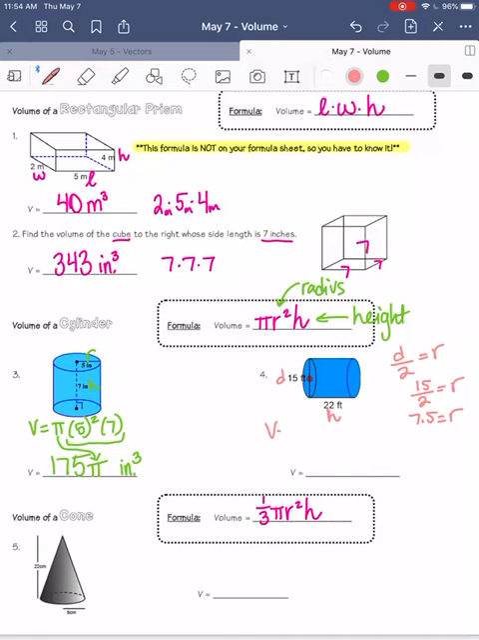So we have volume equals pi r squared, and then the height is 22. And so I'm just going to type this in. I'm opening my parentheses. I'm typing 7.5 squared. I'm literally typing it like I see it, and then times 22. And you get a decimal. That's okay.